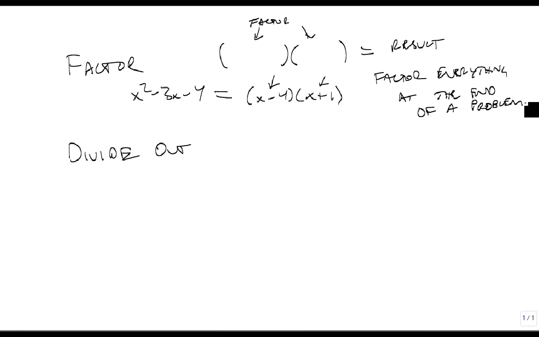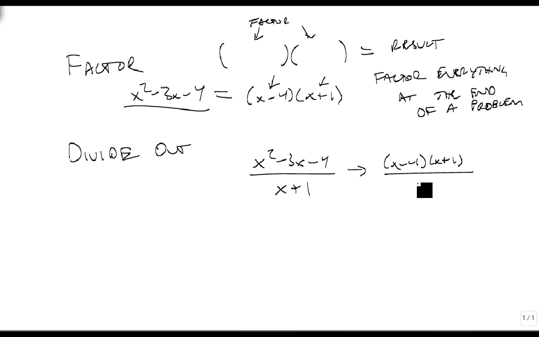Okay, so now let's talk about what it means to divide out. A lot of times a student or a teacher even might say cancel, but that's not really what's going on. So if you remember, this is our factor, and if we go back to our example, we start with x squared minus 3x minus 4 over x plus 1. Well, if I factor this, I now get x minus 4, x plus 1 over x plus 1. And notice that I have an x plus 1 factor on top and an x plus 1 factor on bottom. So these divide out because a over a is 1, and so they go away. And this leaves me with the result of x minus 4.